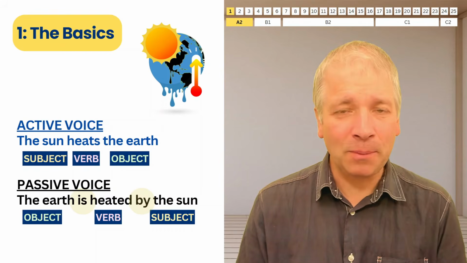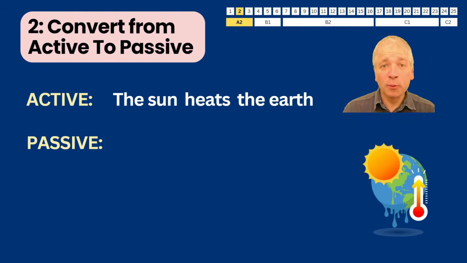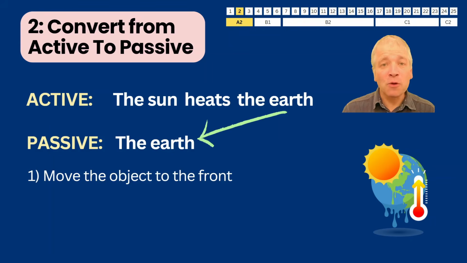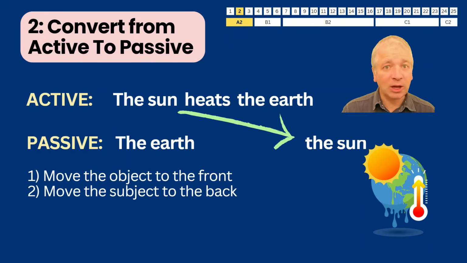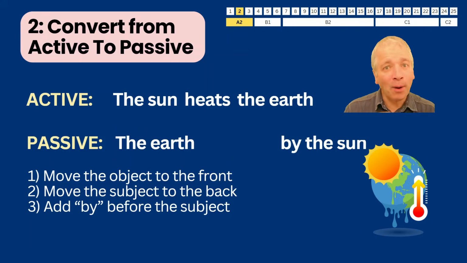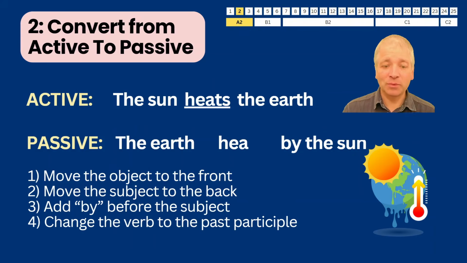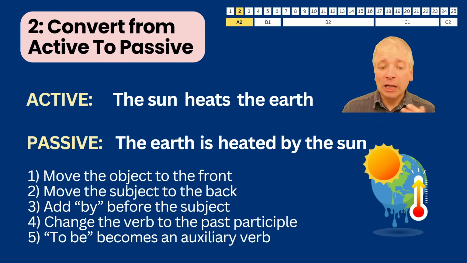We add the verb to be and we add by. We can change the active voice into the passive voice by following these steps. First of all, move the object to the front of the sentence. Then move the subject to the back. Then add by before the subject. Change the verb to the past participle. And include the verb to be as an auxiliary verb. And the verb to be is the verb that now takes the tense. So here the verb to be is in the present simple.